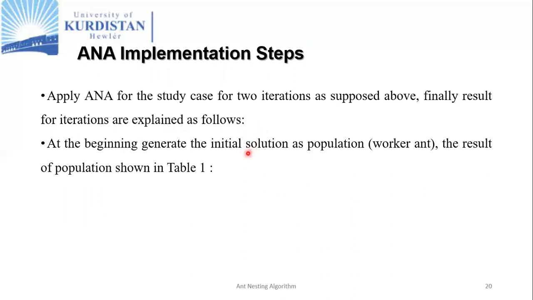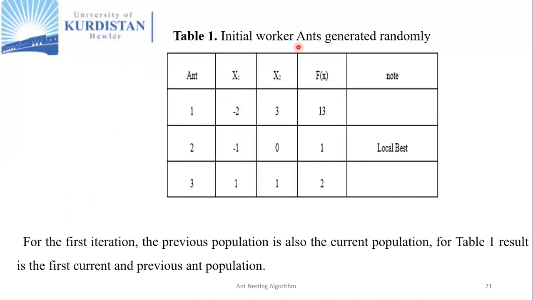In the first iteration, we randomly select 3 ants and initialize their dimensions. So first, initializing the worker ants: x1 is -2, -1, 1, and x2 is 3, 0, 1. The fitness is (-2) square plus 3 square, 13; (-1) square plus 0 square, 1. And we found from the fitness function that ant 2 is the local best because it has the least fitness. It's a minimization problem.